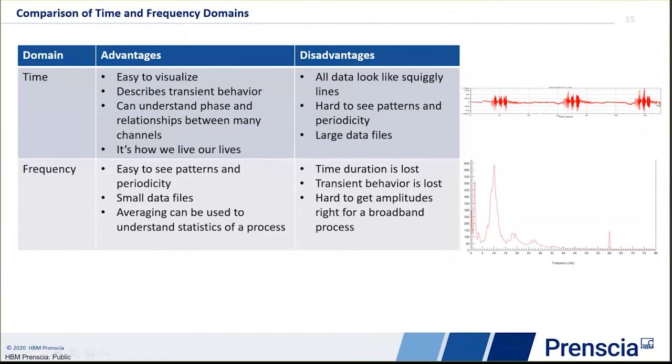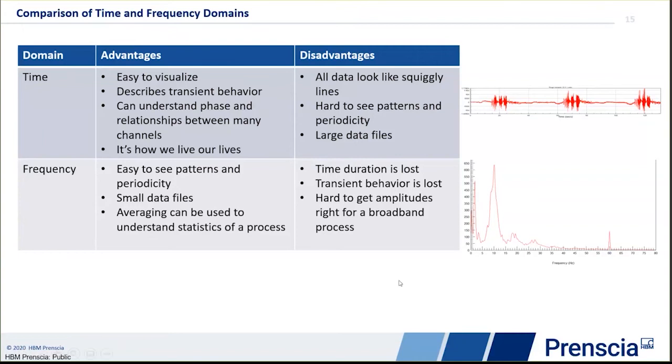And from a storage and data point of view, the time domain signal requires a huge amount of data storage and memory cache. The frequency domain may not need that much, and the data and file size become smaller.